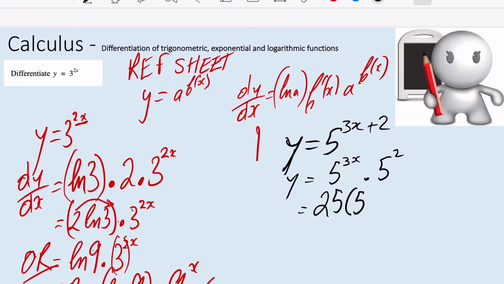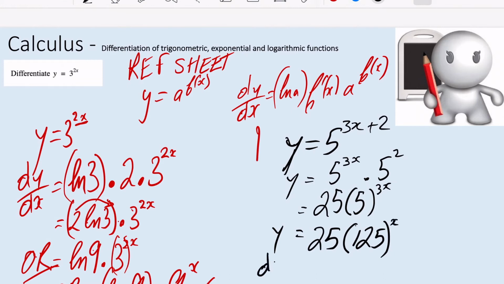So y is the same as 25 multiplied by 5 to the power of 3x, which is 125 to the power of x. Okay, and now I'm actually ready to apply the given rule, okay?